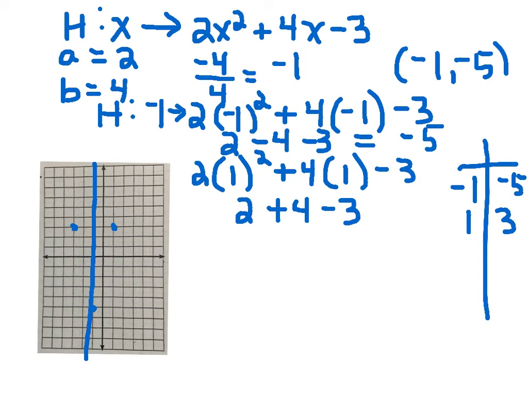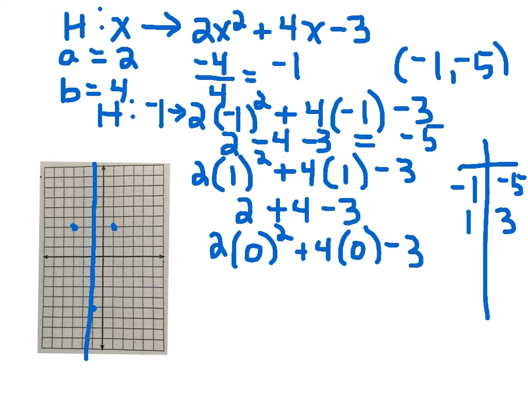Okay, I'm thinking that 0 would be a good one to put in, because 2 times 0 squared plus 4 times 0 is already 0. So minus 3 is -3. So I've got 0 and -3. Also, the point that I didn't do the math for was -3, 3. We had -3 and +3. So 0 and -3 is here, and the symmetrical point is over here. So I now have 5 points.